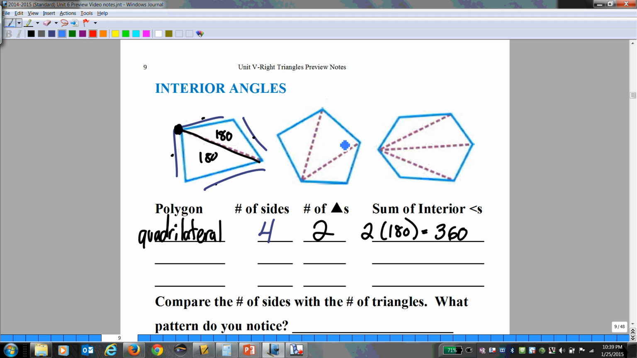Let's try the next one. The next one, 1, 2, 3, 4, 5. That's a pentagon. It has 5 sides. From a single vertex, we can draw 3 triangles. Therefore, the sum of the interior angles is going to be 3 times 180, which is 540.